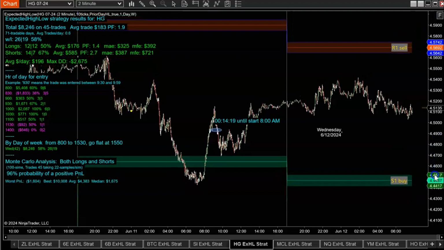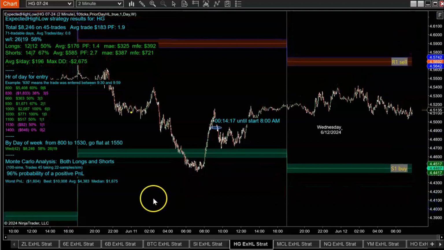Many of you are familiar with Monte Carlo analysis, but if you're not, I just want to go quickly into that. Monte Carlo is a way of taking a large number of occurrences of something, and you take a small sample set of those occurrences. So we're looking at all of our trades. We have 45 trades in this analysis. We're only going to take 22 of those 45 trades at a time. And we're going to do that 100 times, 100 simulations.